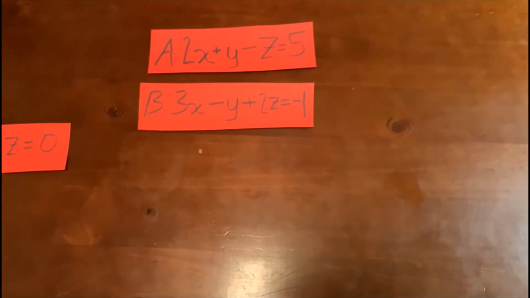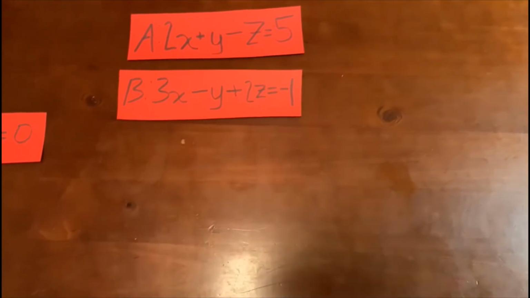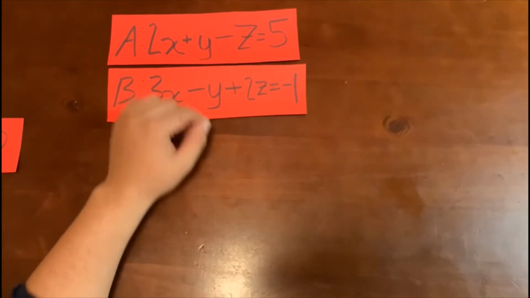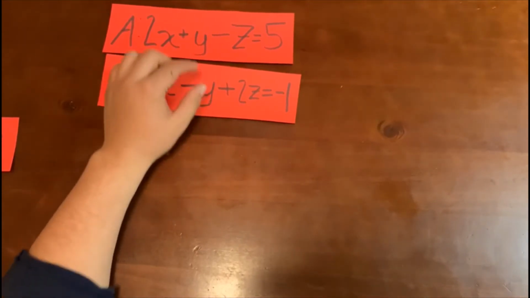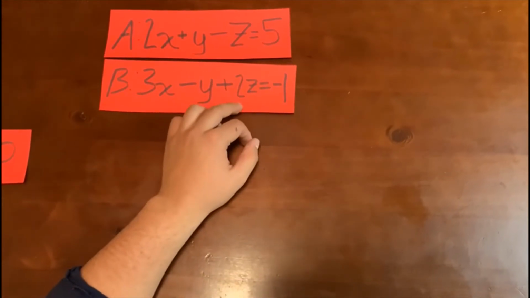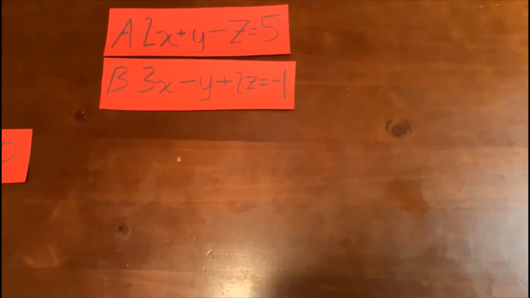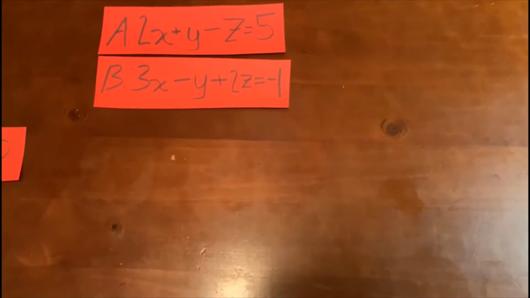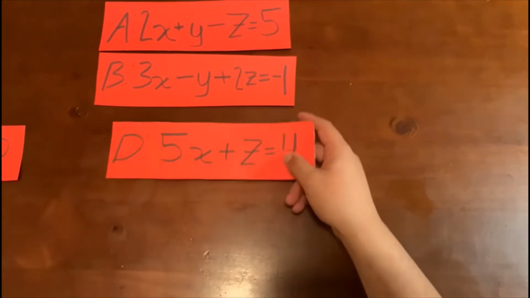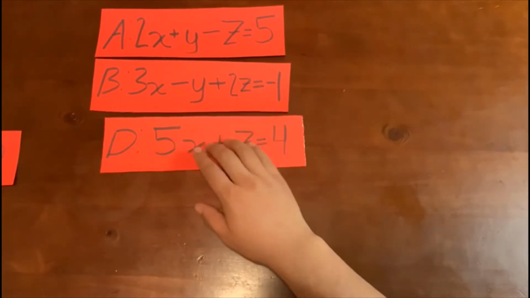And as you can see, we're gonna basically do the same and cancel everything out. So you can see 2x plus 3x equals 5x. Y cancels out because it's positive and negative. Negative z plus 2z equals positive z, and 5 minus 1 is 4. So our equation is going to be 5x plus z equals 4.